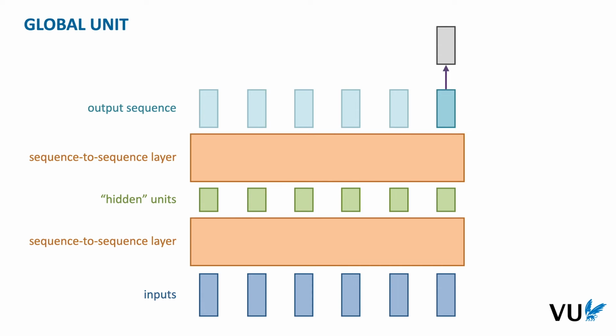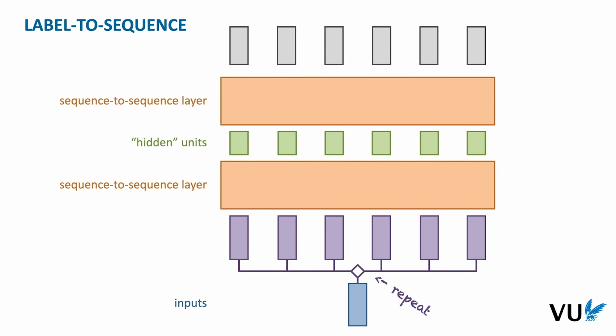We may also run into the opposite case, where we are given a label and we want to produce a sequence. The structure here is very simple. We just take this input vector that we are given and we repeat it into a very boring sequence that just repeats the same vector over and over again, and then we feed that to our stack of sequence-to-sequence layers.